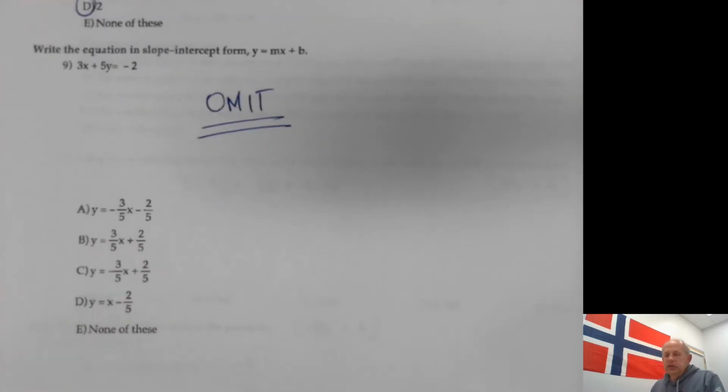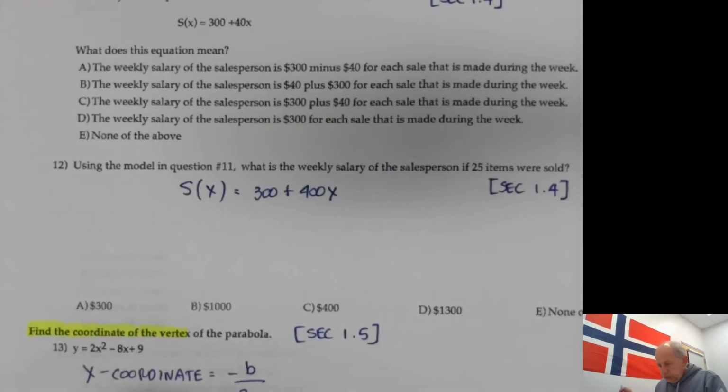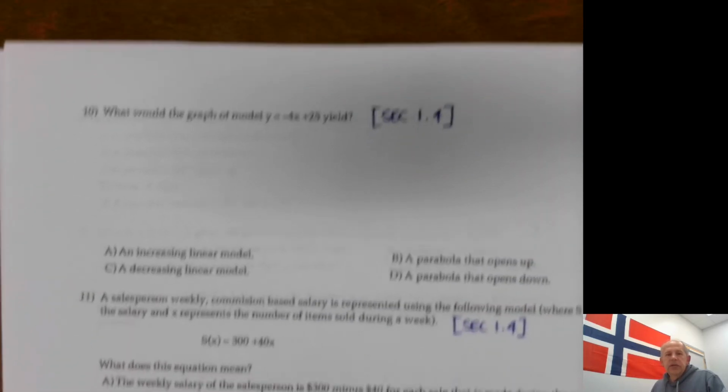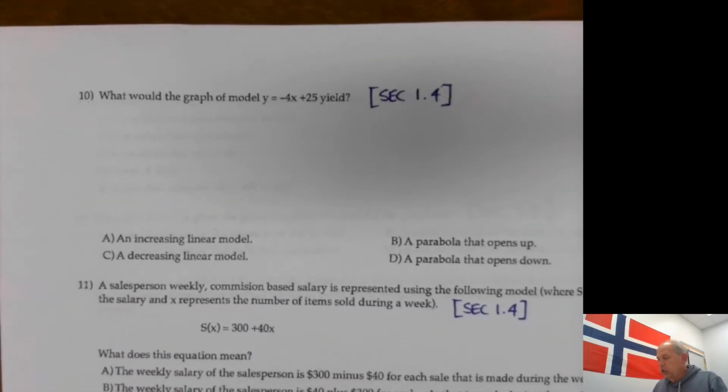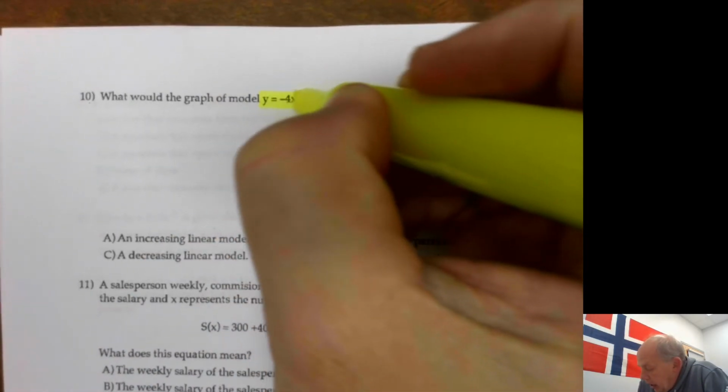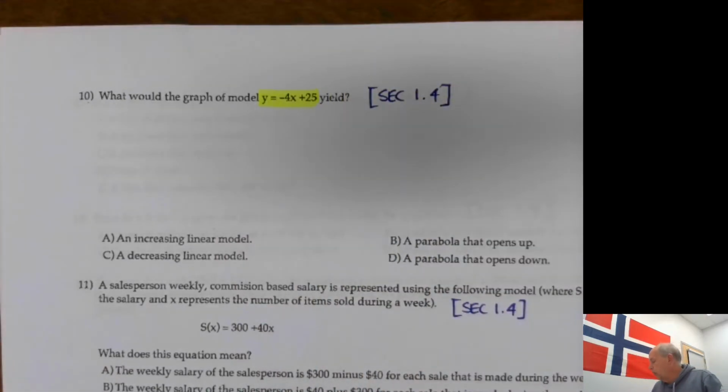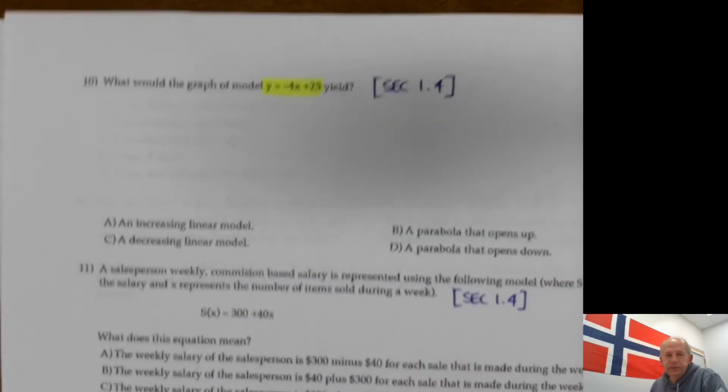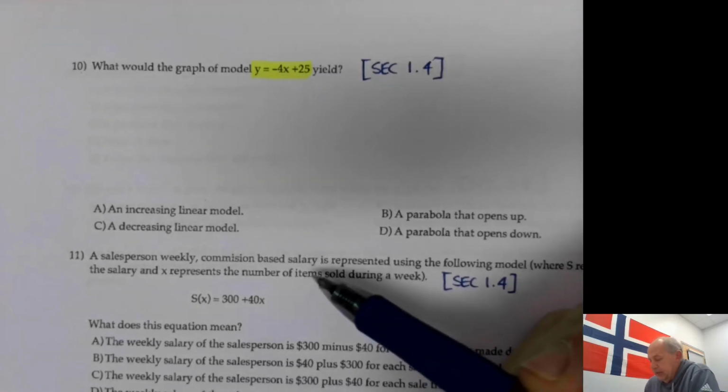Number 9, let's omit that one. Let's take a look at number 10. This is also from section 1.4. What we have here is a graph and a model. And I want to know, if I were to graph this model, what type of graph would I get?